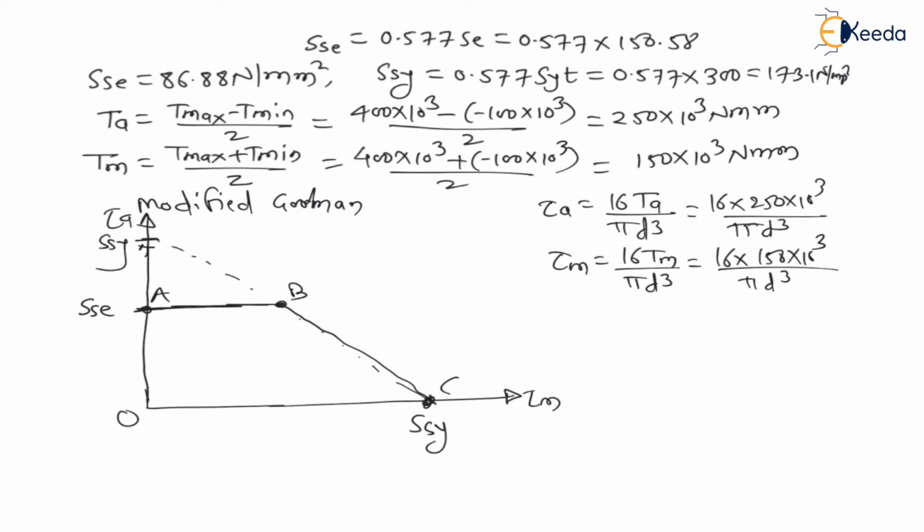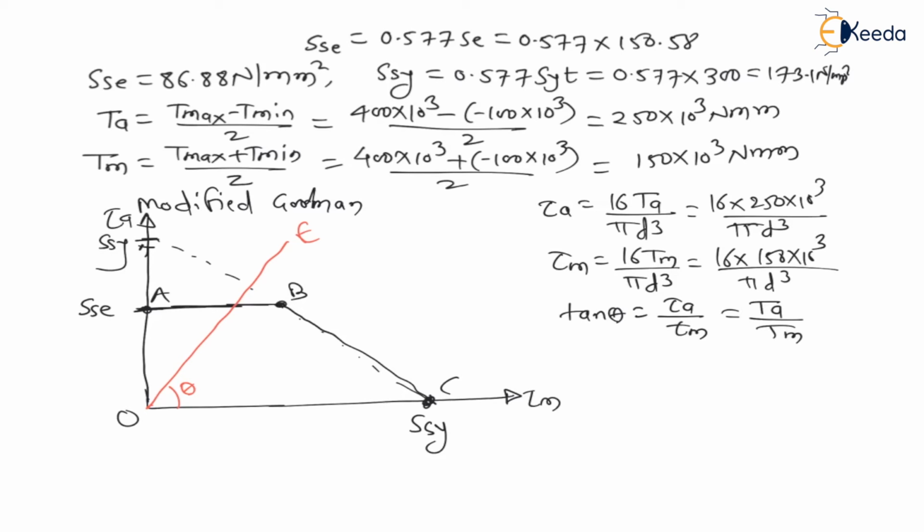We are drawing one line O to E such that this angle is theta, such that the slope of this line, that is tan theta, is equal to tau A divided by tau M. This is the slope of this line, which is nothing but the amplitude torque divided by the mean torque, if I simplify this, right?